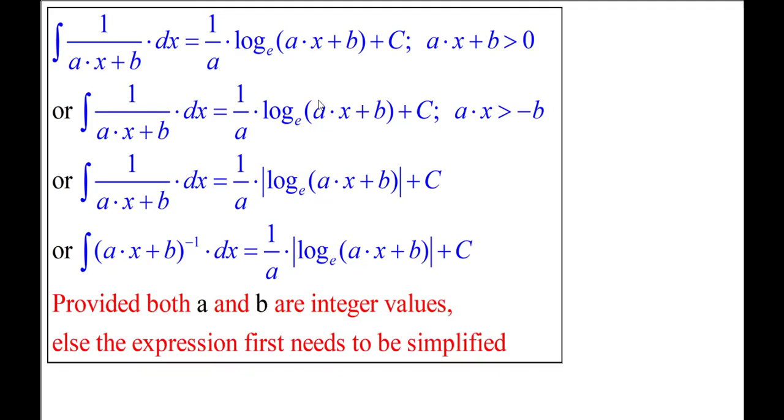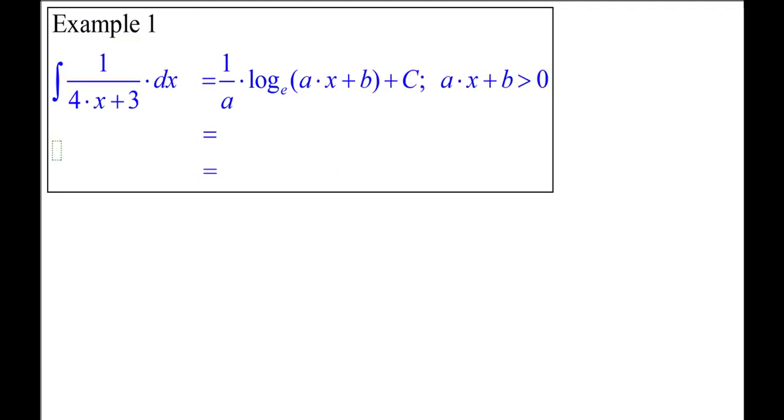So the antiderivative is normally the coefficient of the x term, which is a, so 1 over a into log of the denominator. But we have to be careful. The denominator, both a and b, should be integer values. If they are not integer values, we have to make them integer values. So let's look at the very first example.